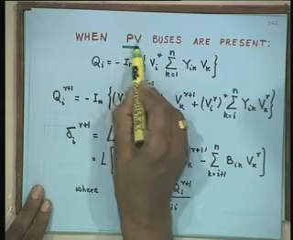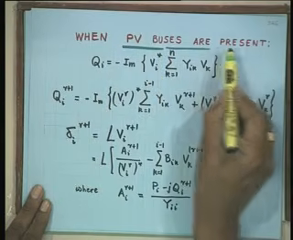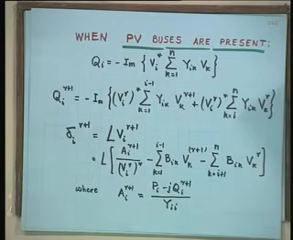Now we come to the reality. In reality, all are not PQ buses. You have nicely assumed all are PQ buses to make your life simpler, happier. Always a person wants the path of least resistance in our daily life. When PV buses are also present, which is a reality, PV buses are always there, indeed. So Qi becomes unknown.